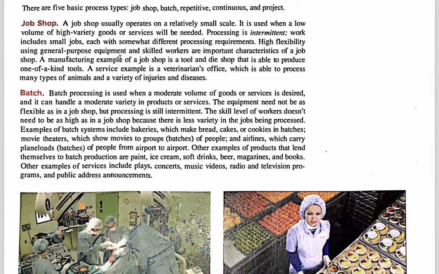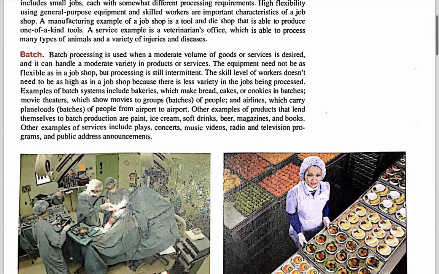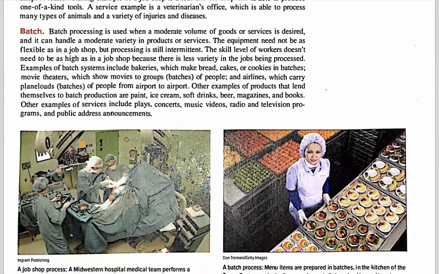Now, in this case, there are some characteristics. The characteristics are that, first of all, because service is being offered to only one customer at a time, it tends to be slow. And also because there are customized types of services, they can also be expensive. Especially just imagine that in a hospital, if you don't have insurance, how expensive it could be.